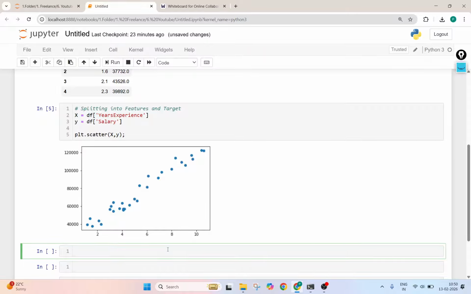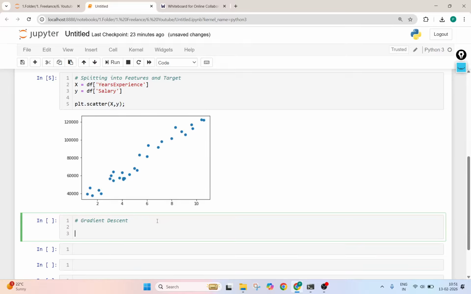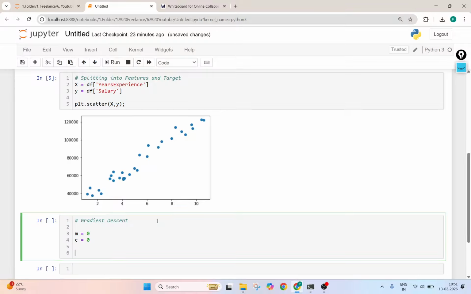Now, ideally, we can simply use a linear regression model, which in the backend uses gradient descent, by the way. But let's implement this from scratch. Okay. So the first thing that I'll do is initialize the parameters, as I mentioned, m and c. So I'll say m equals 0 and c equals 0. All right. Now let's perform the gradient descent.